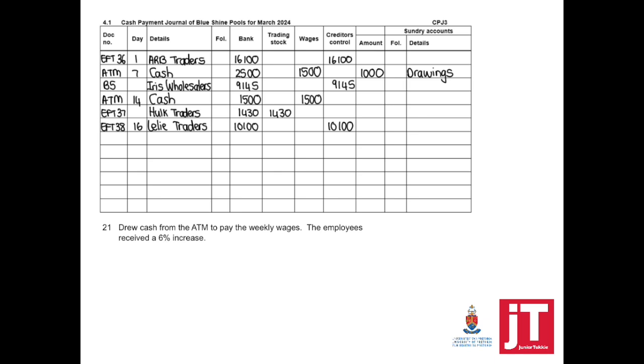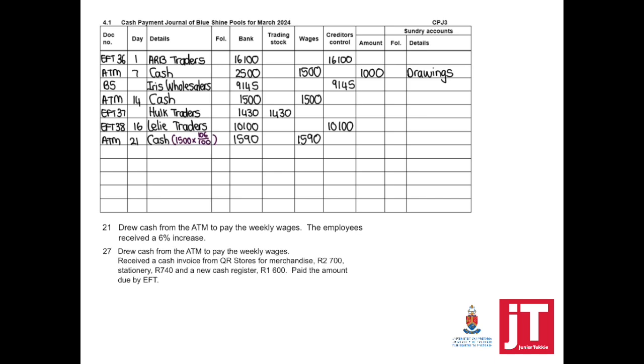Day 21. Drew cash from the ATM to pay the weekly wages. The employees received a 6% increase. So this means now that we need to go back, wages are being paid weekly. And on the 14th, wages was paid 1,500. So if they've received now a 6% increase, we are going to take 1,500 times 106 divided by 100. So my new weekly wages is going to be 1,590.